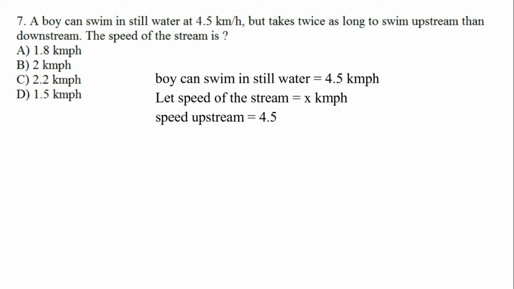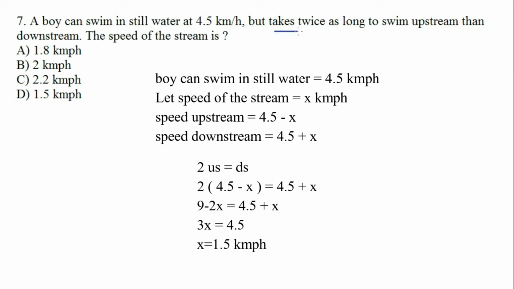Option B. Question number 7. A boy can swim in still water at 4.5 km per hour but takes twice as long to swim upstream than downstream. The speed of the stream is. Boy can swim in still water equal to 4.5 km per hour. Let speed of the stream equal to x km per hour. Speed in upstream equal to 4.5 minus x. Speed in downstream equal to 4.5 plus x. He takes twice as long upstream than downstream. So 2 times of 4.5 minus x equal to 4.5 plus x. 9 minus 2x equal to 4.5 plus x. 3x equal to 4.5. Therefore, x is equal to 1.5. Speed of the stream equal to 1.5 km per hour.